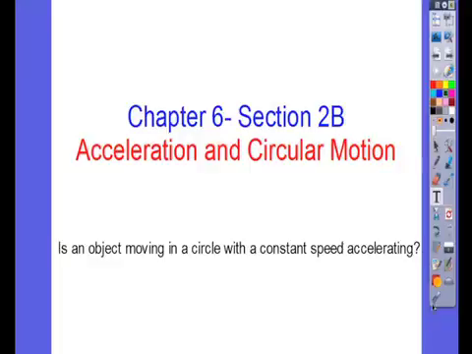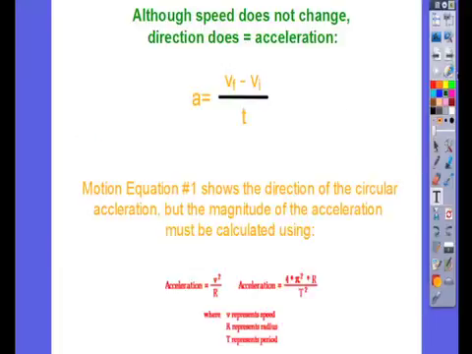When an object is accelerating, it is changing its velocity. Not necessarily changing its speed, but changing its velocity. So we know for uniform circular motion that speed does not change. However, because the direction is changing, if you're moving in a circle, your direction is constantly changing, that means you're accelerating. If we remember back to the first motion equation, Vf equals Vi plus At, we rearrange it, that gives us our definition of acceleration, a change in velocity over time.